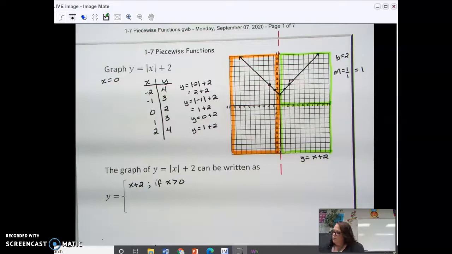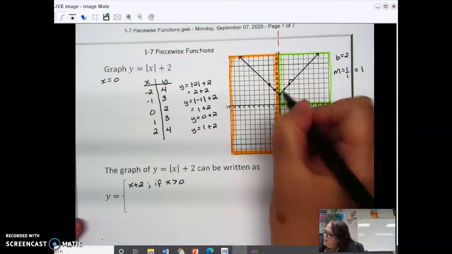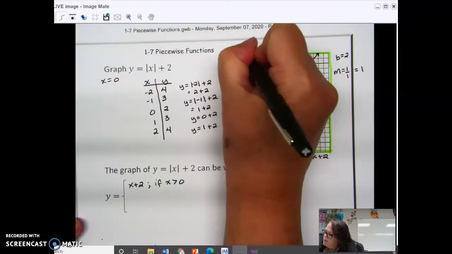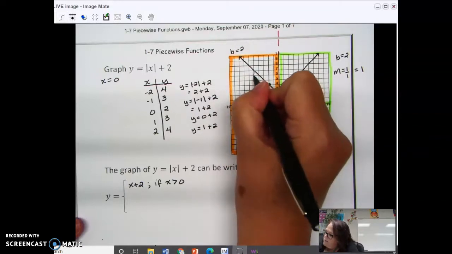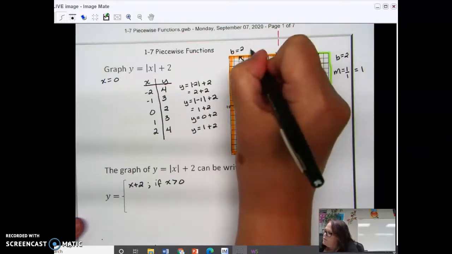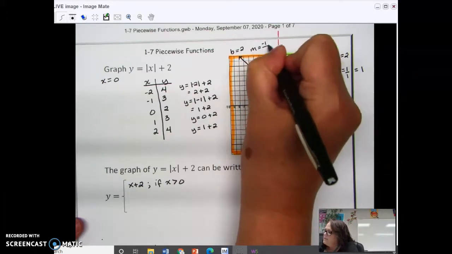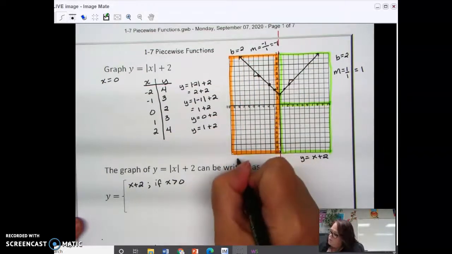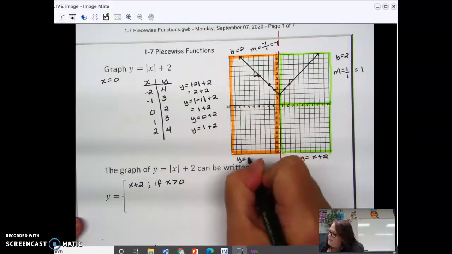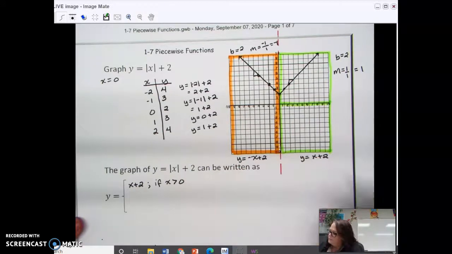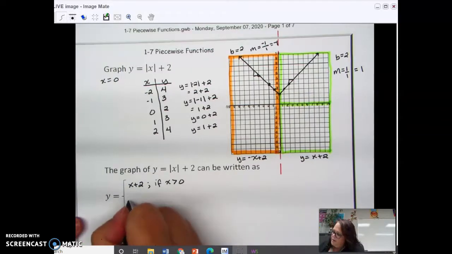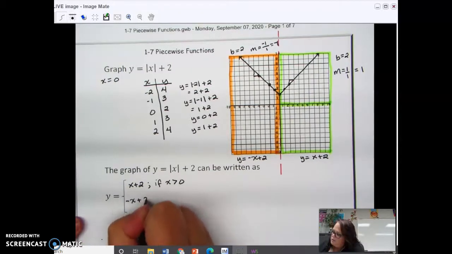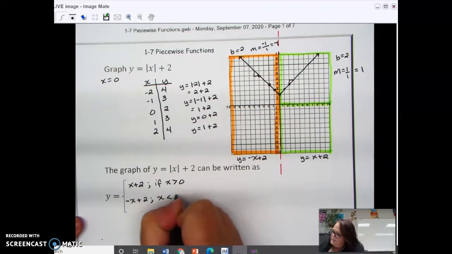Now, if I look at the orange side, I still have a y-intercept at 2. But now we go down 1 and to the right 1. So my slope says down 1 and to the right 1. So my slope is -1. So in the orange region, we get y is equal to -x plus 2. So we would say y is equal to -x plus 2 if x is less than 0.